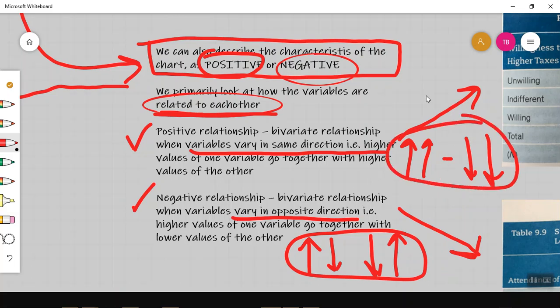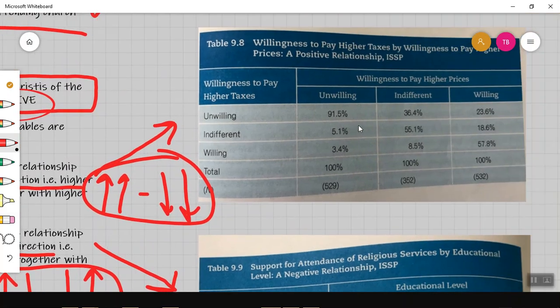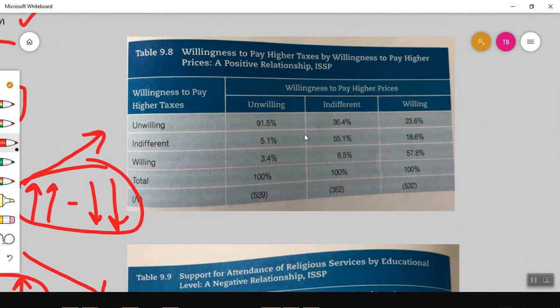So let's take a look at two examples. Here's an example of a positive relationship. The two variables in this bivariate table are willingness to pay higher taxes and willingness to pay higher prices, and the researcher put these two on the same chart. So you start seeing unwilling to pay higher taxes is here, to unwilling to pay higher prices is 91%, and that cell, 91%.